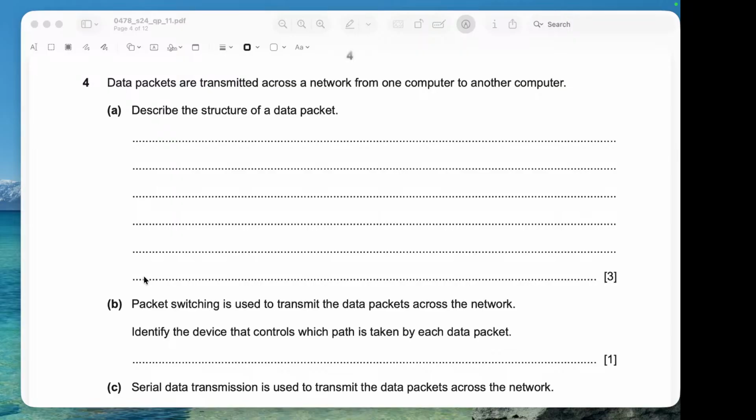Data packets are transmitted across a network from one computer to another computer. Describe the structure of a data packet. So there's only 3 marks here. You don't have to write an essay. You just need to state effectively what the 3 parts are. Can you remember?